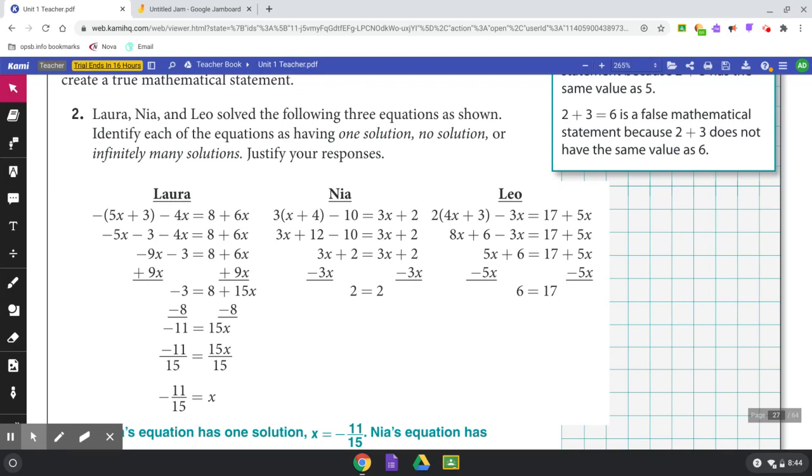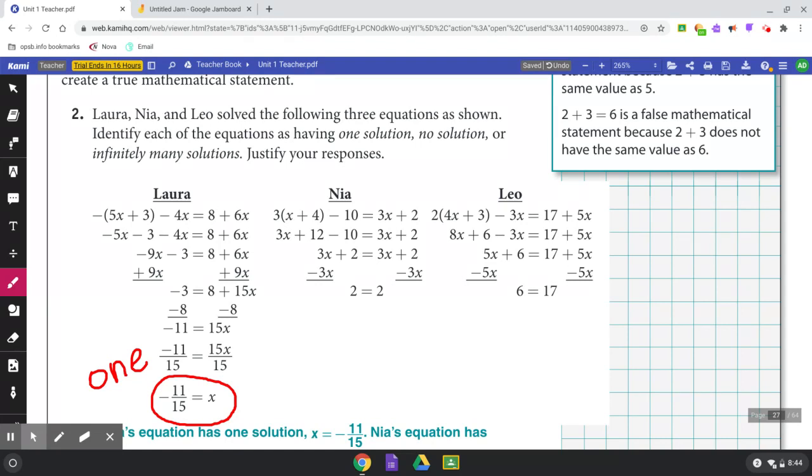Okay, so if you look at Laura, she solved this equation. If you want to go back and look at the work on how Laura got her answer, that will give you extra practice. But if you look at Laura's equation there, she solves it and gets x equals negative 11 over 15. I have a constant set equal to a variable. That means that this equation has 1. A constant set equal to a variable, or it could be written as x equals negative 11 over 15. When you have a variable and a constant, there is one solution.